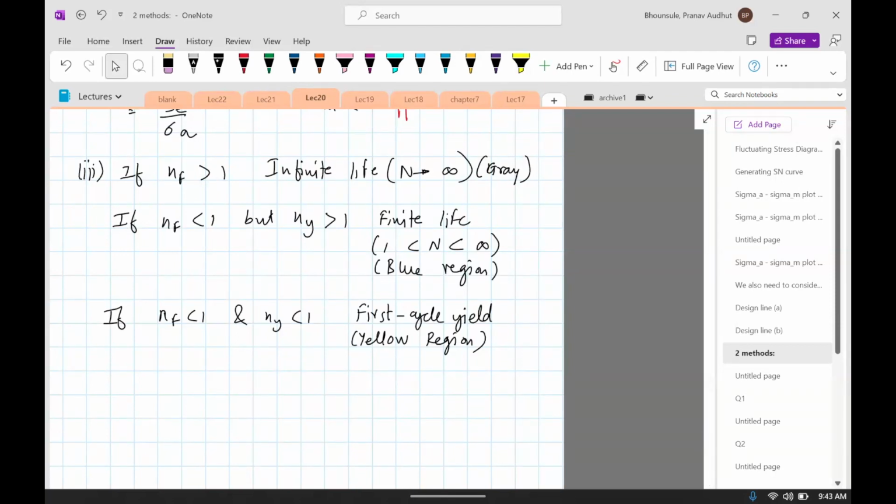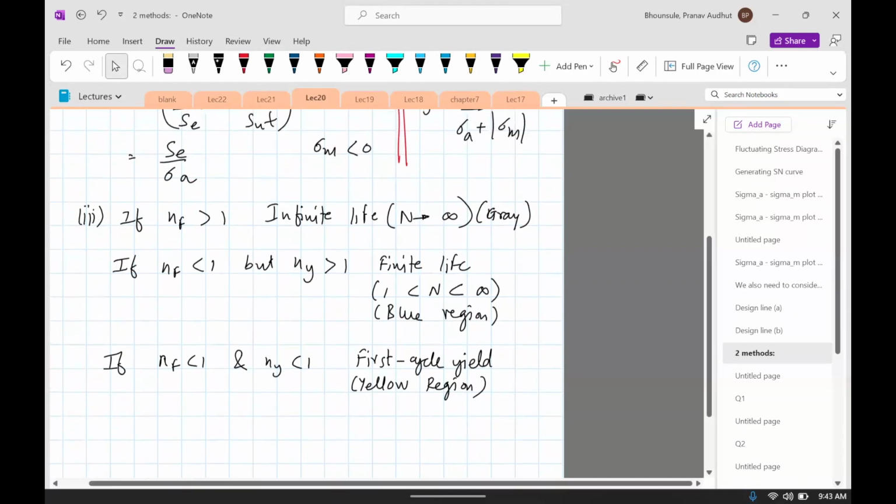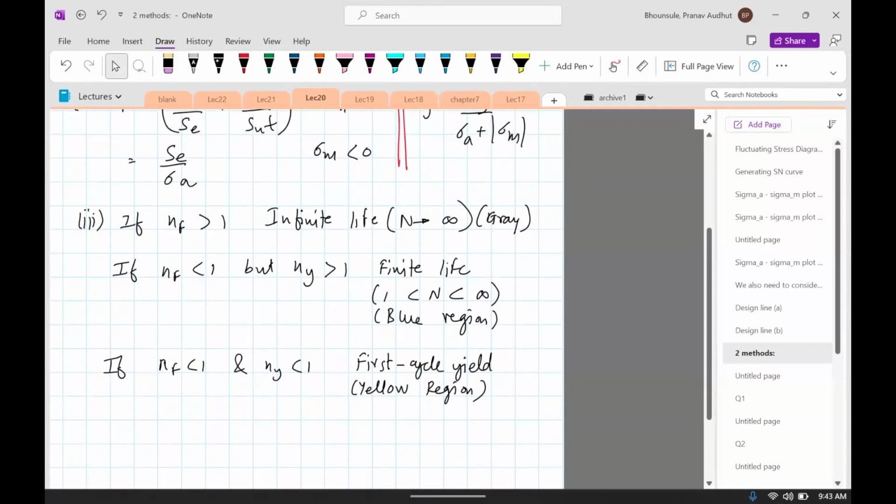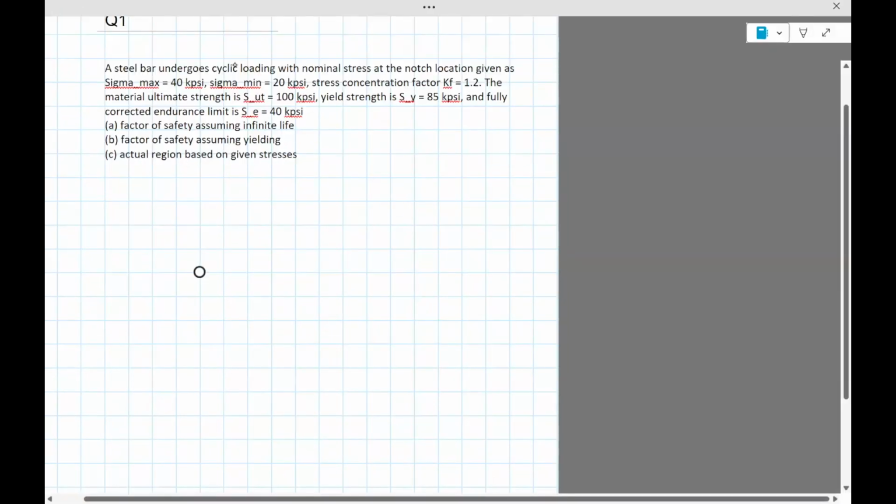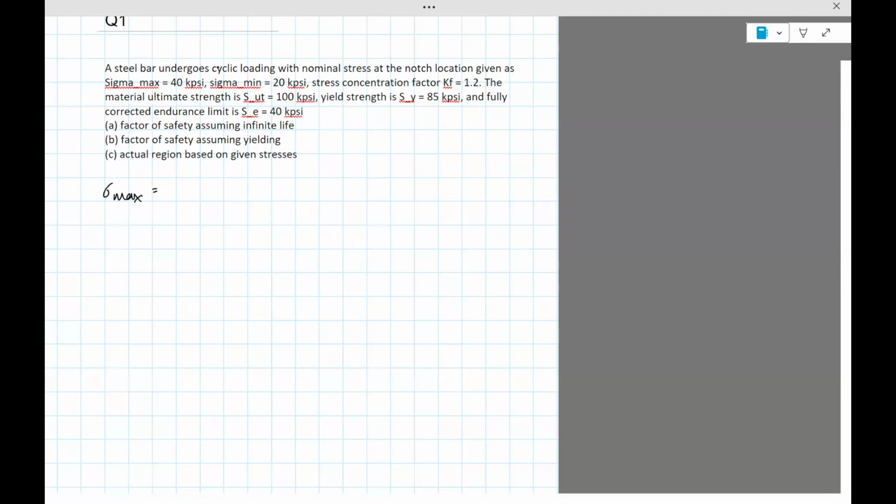Okay, I'll just show you how to do this with an example. So we'll apply this on three examples. A steel bar undergoes cyclic loading with nominal stresses at the notch location given as sigma max, so sigma max is given as 40 kpsi. Sigma min is 20 kpsi.